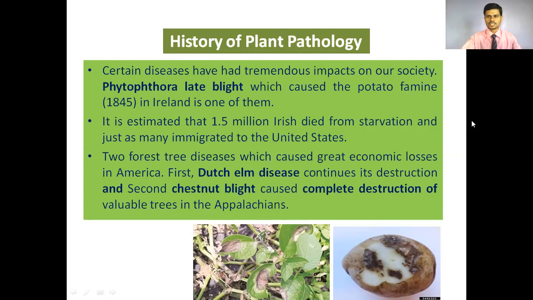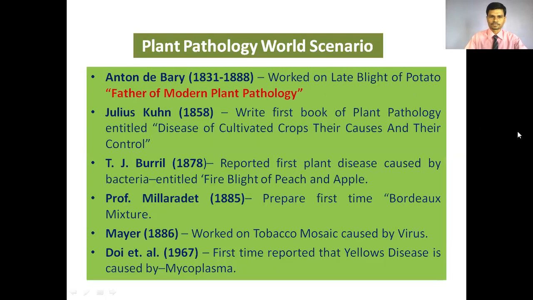Simultaneously, two more diseases were also reported in the history of plant pathology. First, Dutch elm disease that continues its destruction, and second, chestnut blight that caused complete destruction of valuable trees in the apple chains. Then let's see the world scenario of plant pathology.